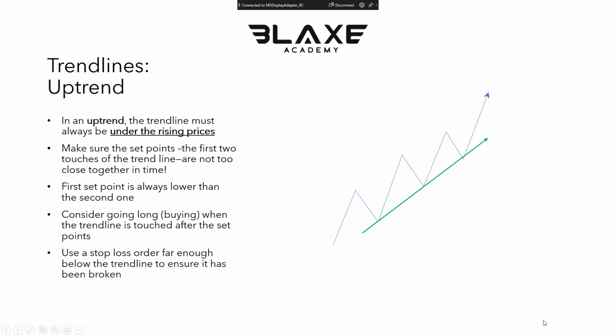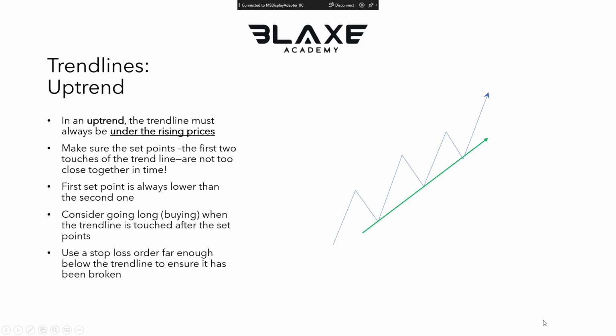And the first set point has to always be lower than the second one, because as prices are rising, the trend line's slope should be positive, and each subsequent point should be higher than the last.